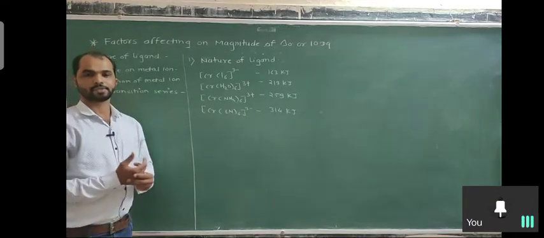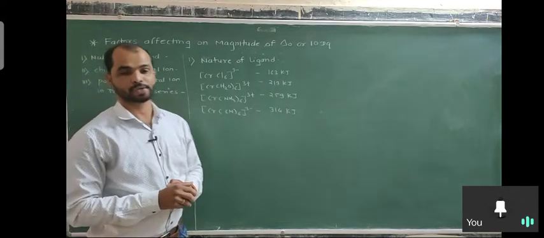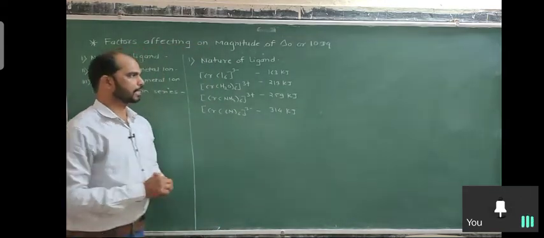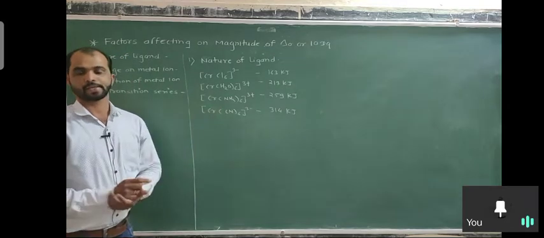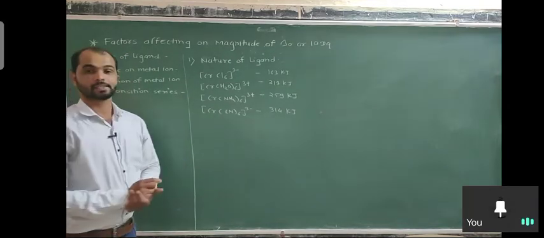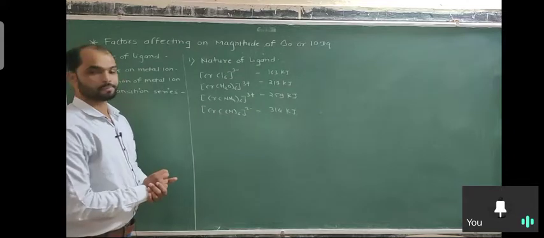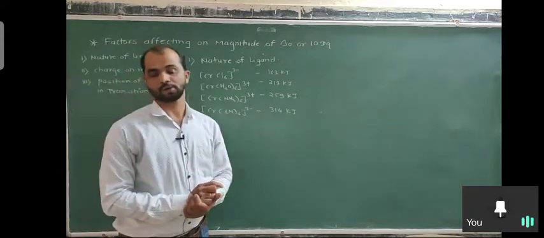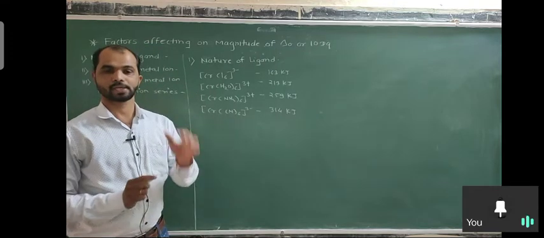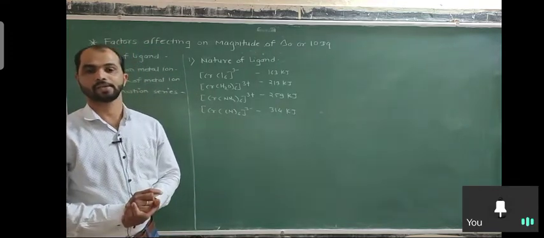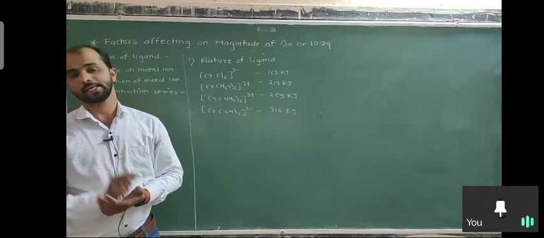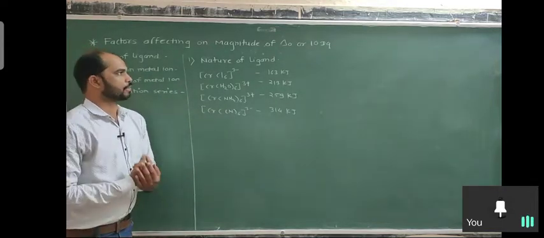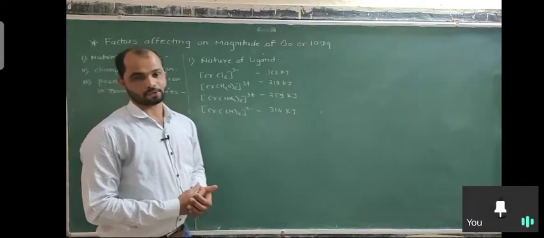For that we specially considered two energies, hydration energy and lattice energy. After that we solved problems where we calculate the 10 Dq value of complexes once we have the absorption band of the complex. So using the absorption band we can find the 10 Dq value. After it, the next point is factors affecting the magnitude of 10 Dq value.